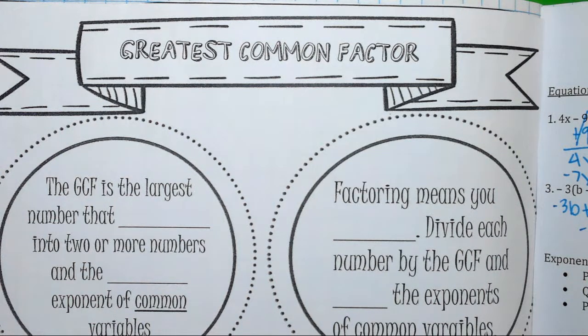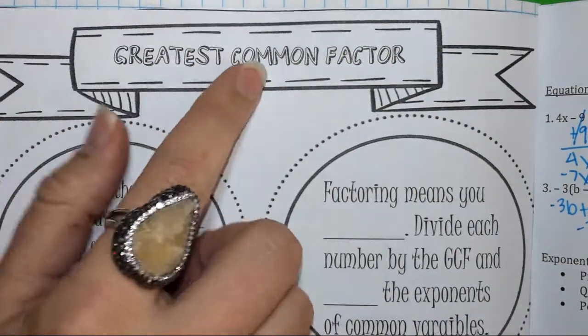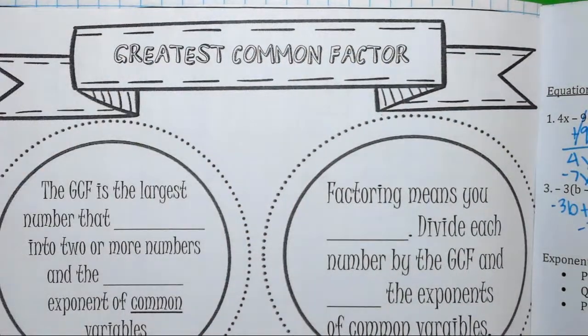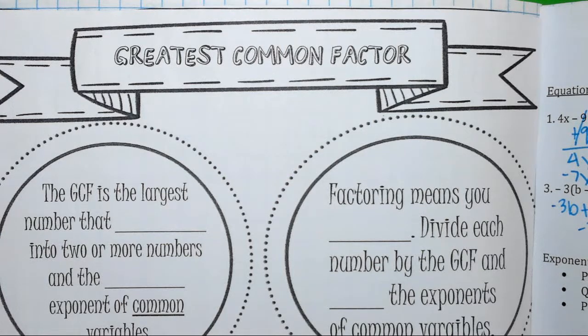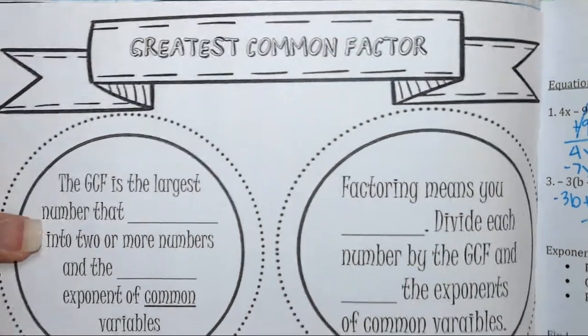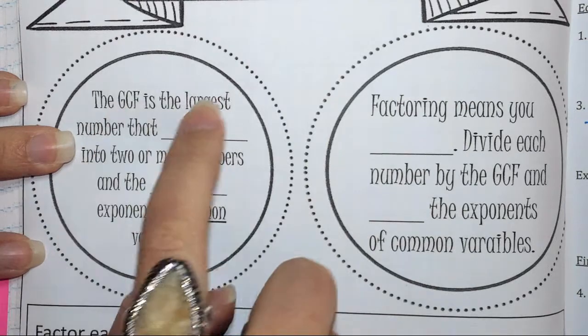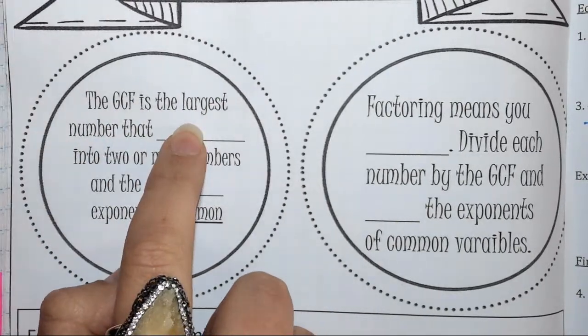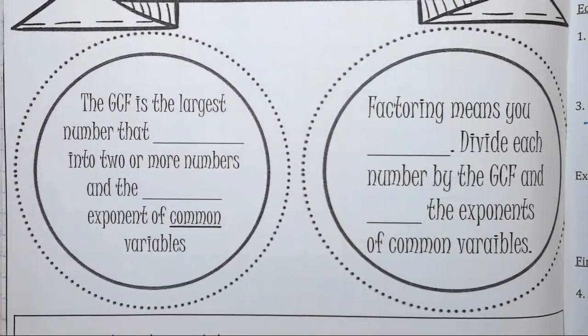Had 2.5 weeks away from me, so I'm sure you've forgotten everything. But GCF stands for greatest common factor. So that's when you have two or more numbers that have something in common, right? They either have a number in common, a letter in common, something that you can divide out of both of them. So just in case we've forgotten, the GCF is the largest number that what into two or more numbers?